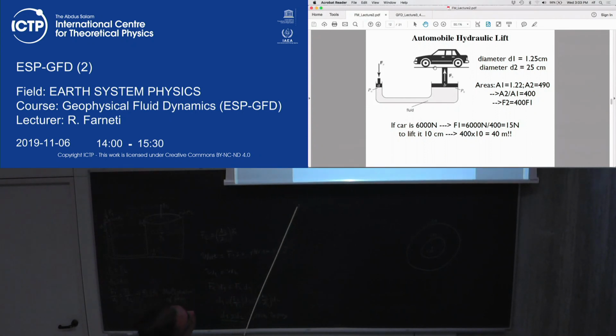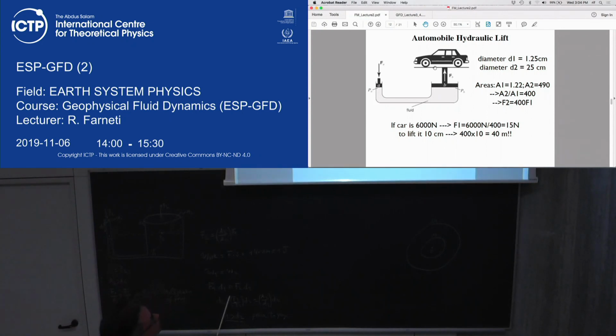So if you use a diameter here, D1, which is, for example, 1.25 centimeters, or something you can do with your fingers, and the diameter on the other side is 25 centimeters in order to lift your car. The area A1 is this, A2 is that, the ratio is this, so the ratio between F2 and F1 is a multiplication of 400, okay? So if the car is 6,000 Newton, F1 will have to be 15 Newton, okay? So in order to lift a car of 6,000 Newton, you just need 15 Newton on the other side.